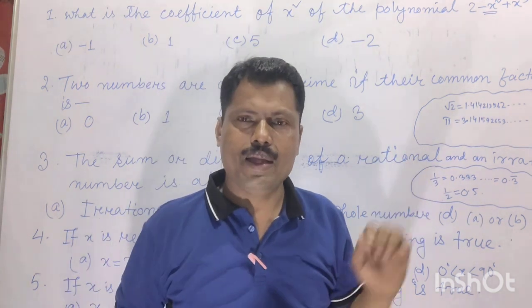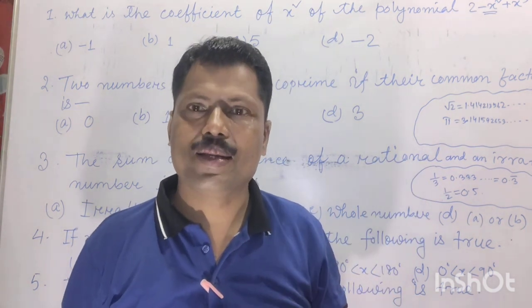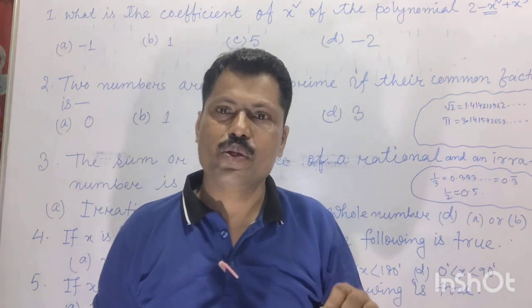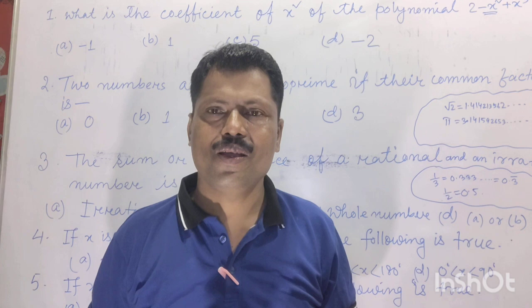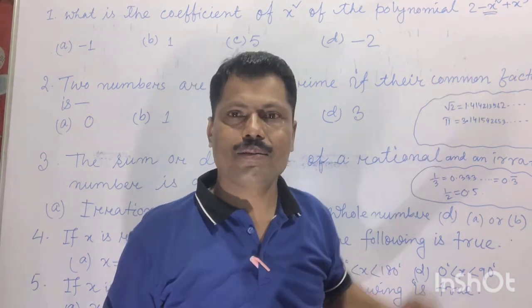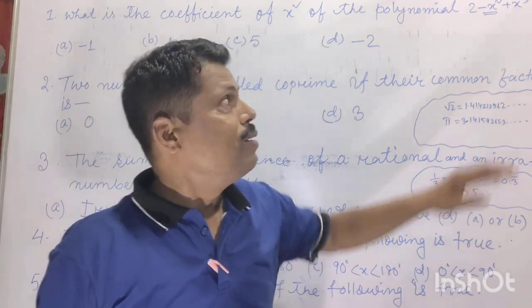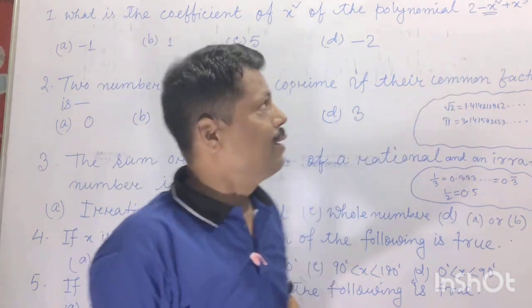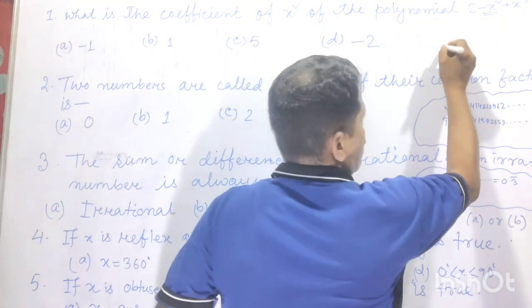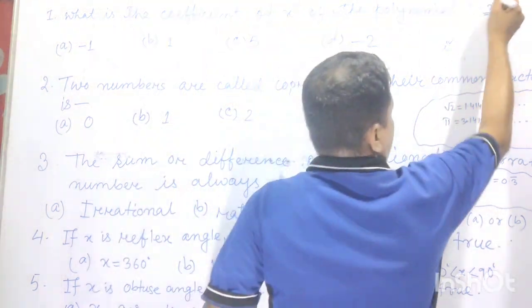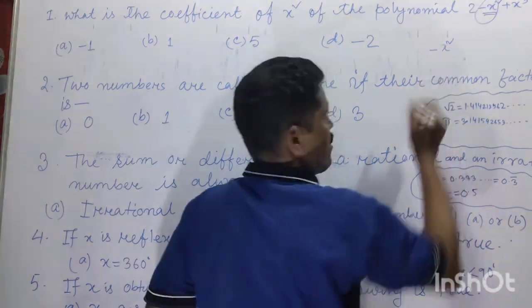Before finding this coefficient, we should know what a coefficient is. A coefficient is a numerical factor of a term containing variables, and that multiplies with the variables. Let us see here: we have to find the coefficient of the x square term. We have minus x square.